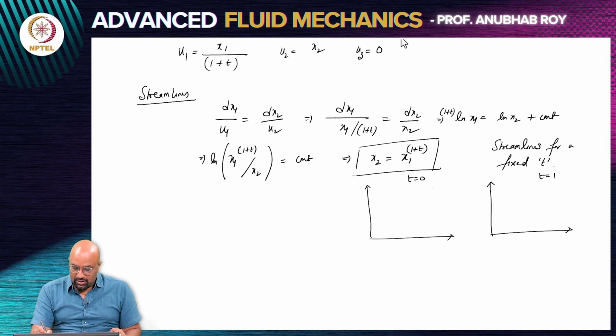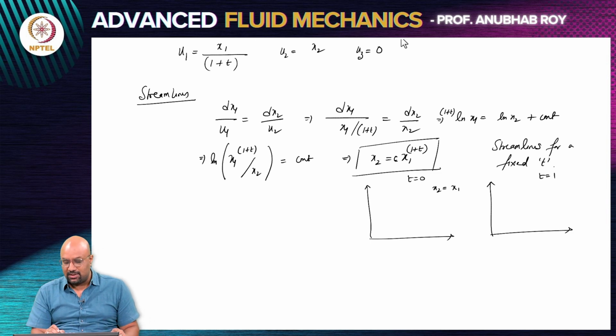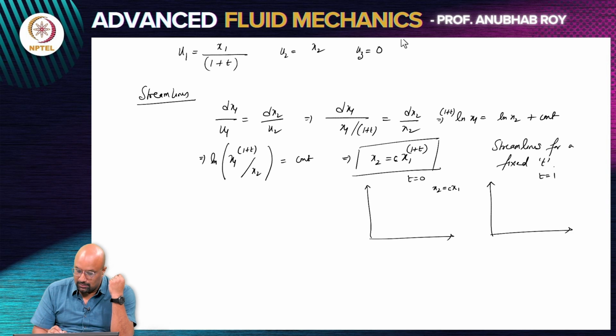So for t equals 0, in the streamline equation there should be a constant here, which I have missed. There is x2 equal to a constant times x1 raised to the power 1 plus t. So if t is equal to 0, I get x2 is equal to c x1. These are straight lines. So the streamline patterns are basically straight lines.